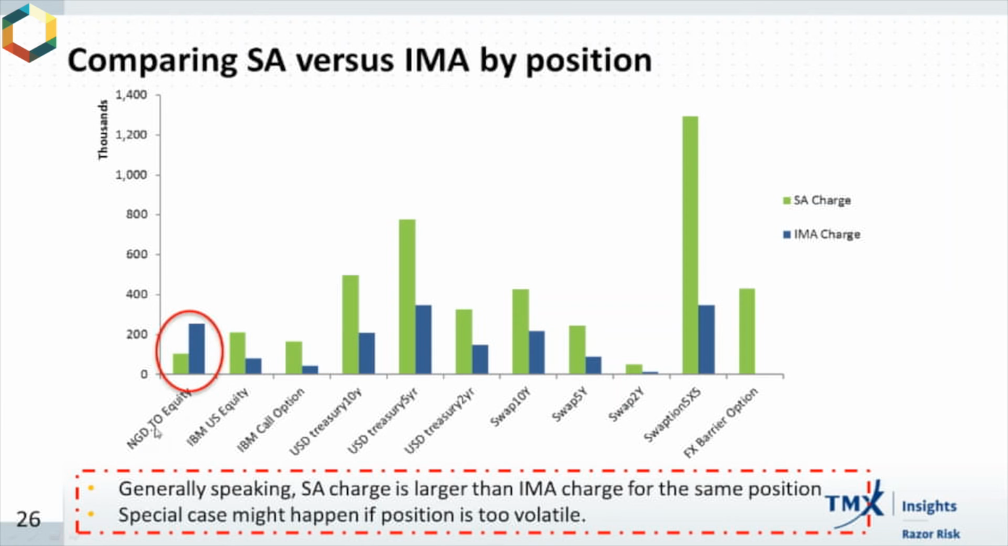So this one, NGD stock, is an example. NGD is a Canadian stock. So for SA, its risk weight is 50%. While in IMA, it has a much larger charge because it has a large stock jump from $3 to $1.2 in 2008 for the stress period. Therefore, it has a much larger than 50% risk weight, considering IMA has a multiplier of 1.25.